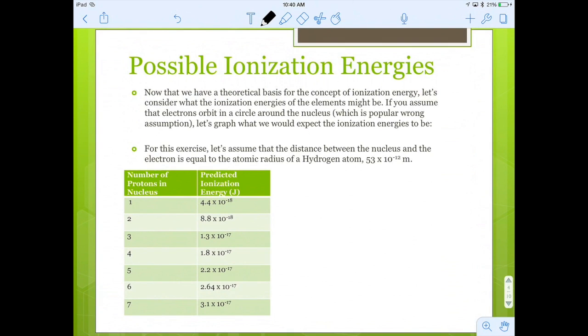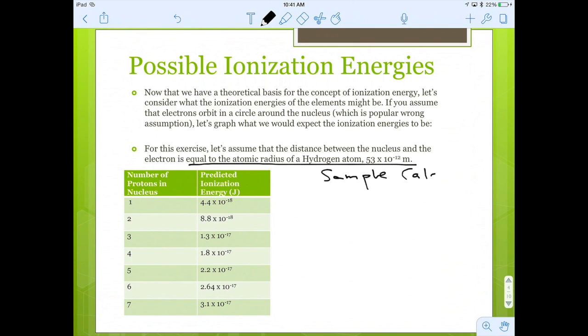Now that we have a theoretical basis for the concept of ionization energy, let's consider what ionization energies of elements might be. If you assume that electrons orbit in a circle around a nucleus, which is a popular wrong assumption, let's graph what we would expect the ionization energies to be. For this exercise, let's assume that the distance between the nucleus and the electron is equal to the atomic radius of the hydrogen atom, which is about 53 times 10 to the negative 12 meters.